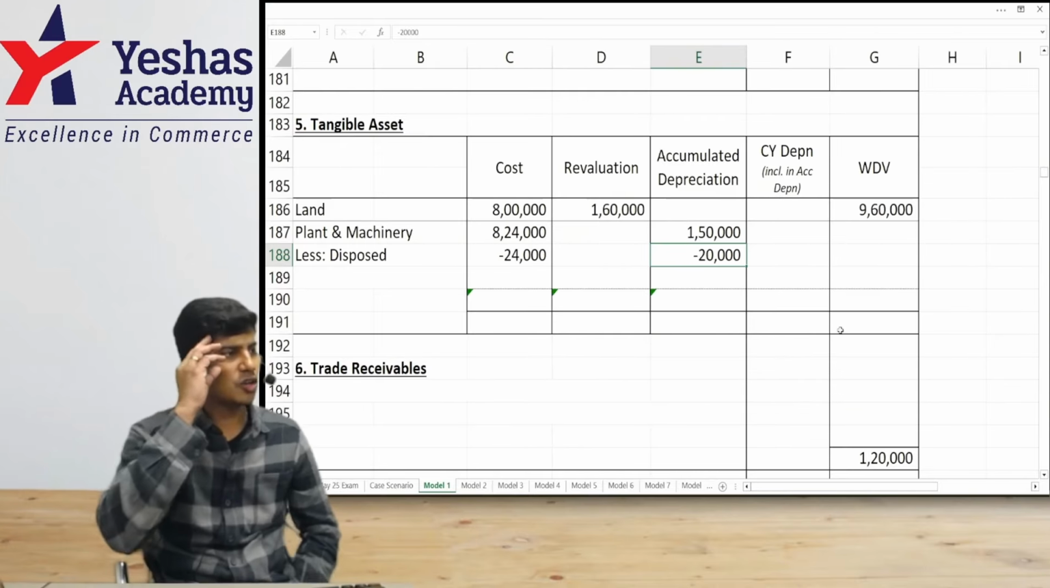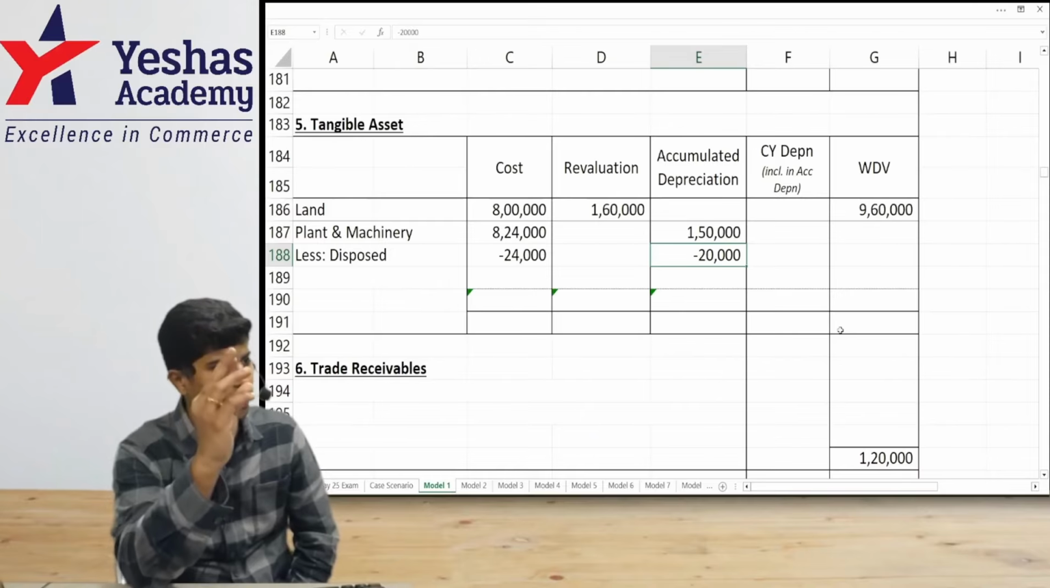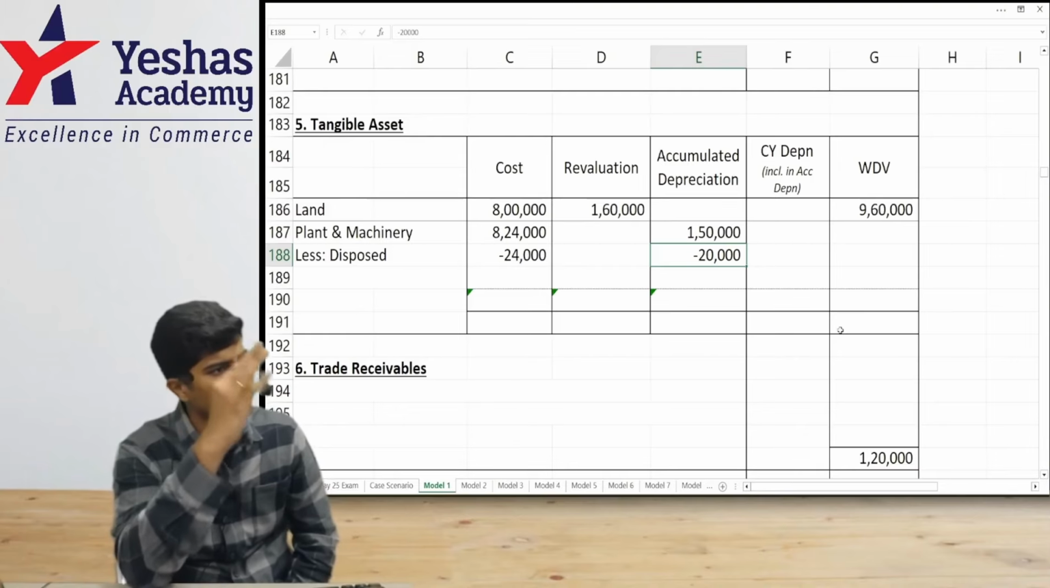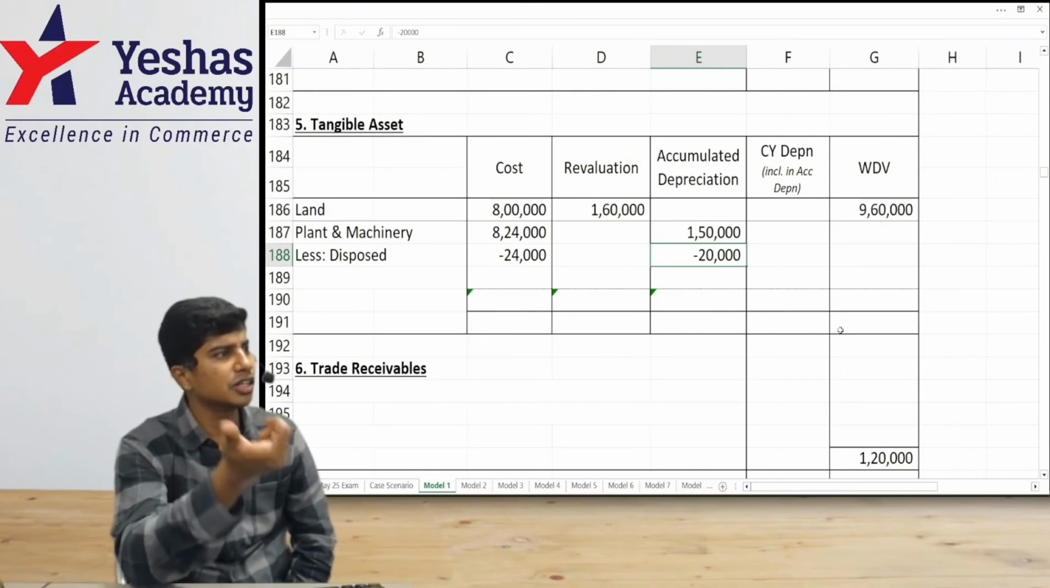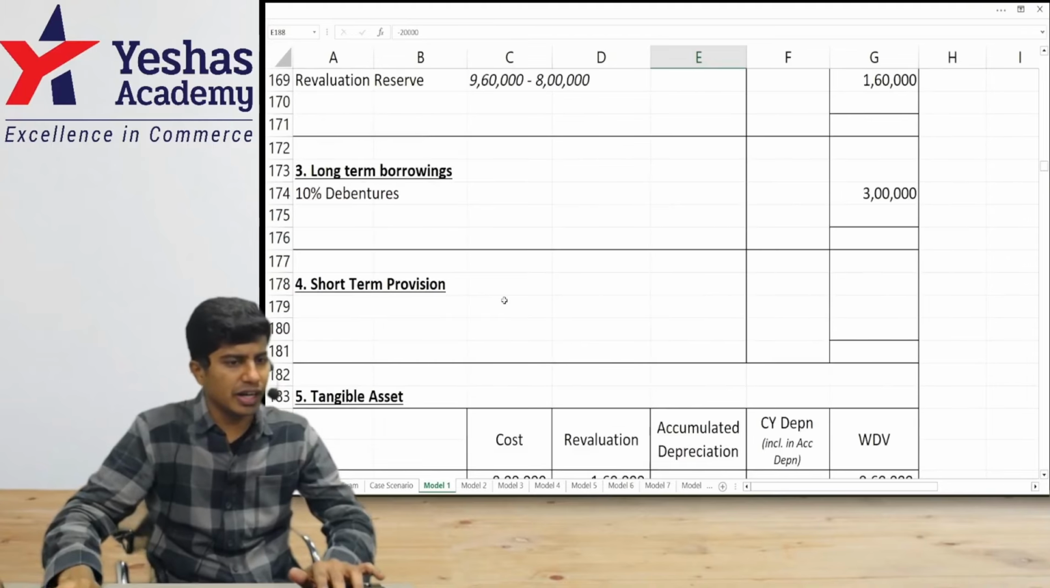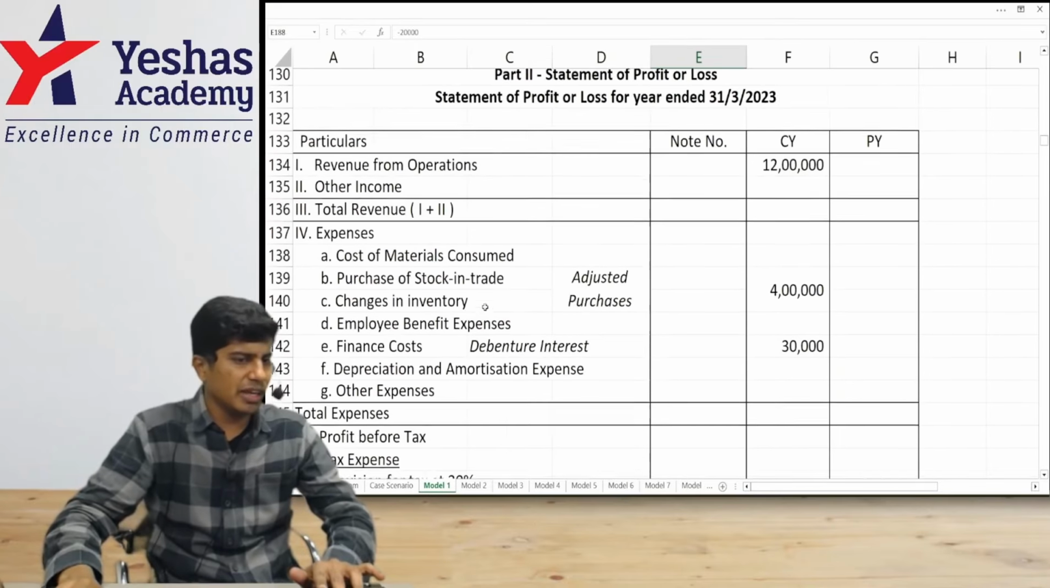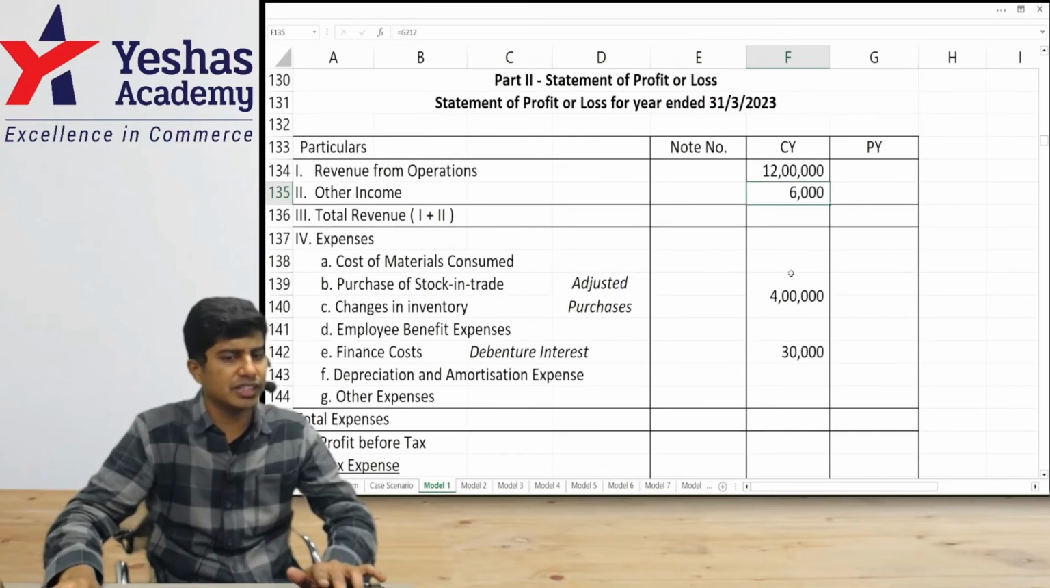So think accumulated depreciation 20, original cost 24. So 24 minus 20. Can I say 4,000 is the WDV? Sold for 10,000. 6,000 is profit. That 6,000 I would write in other income. Other income I can open notes to accounts or I can straight away write here 6,000.